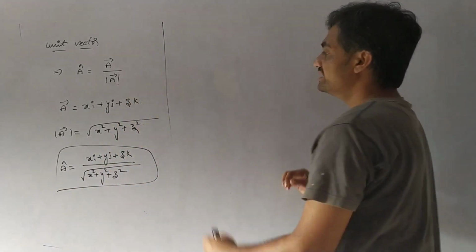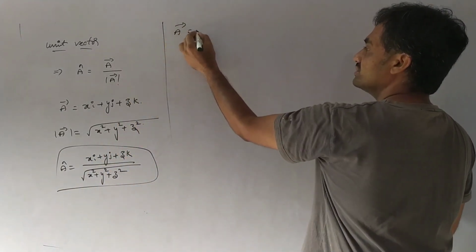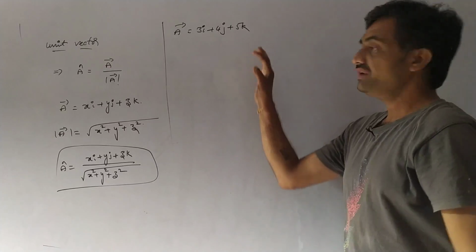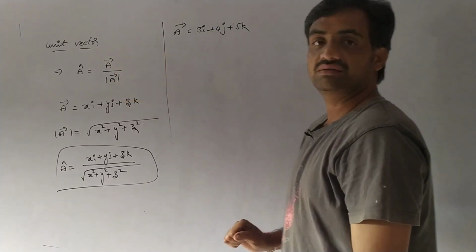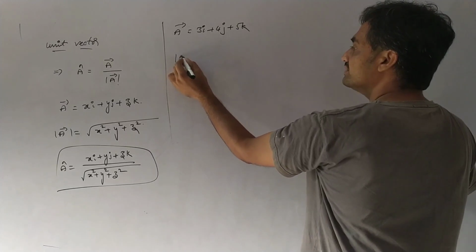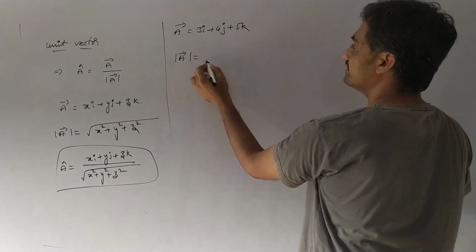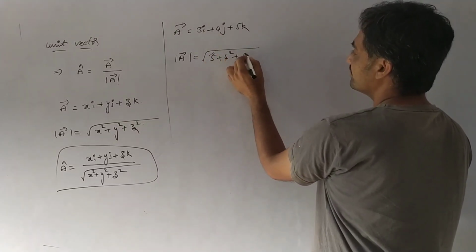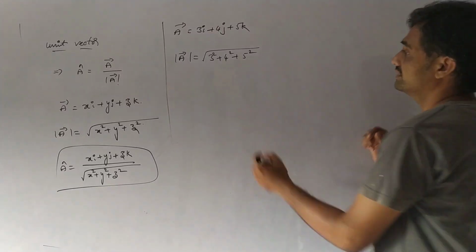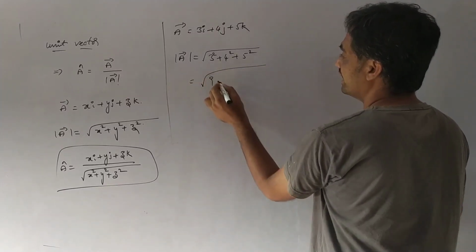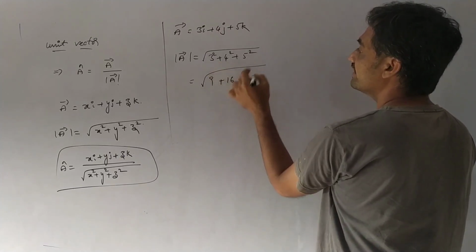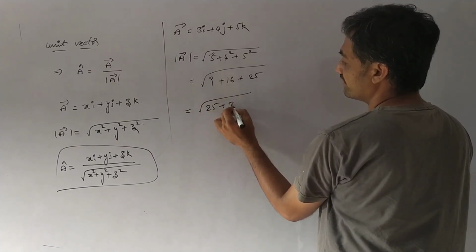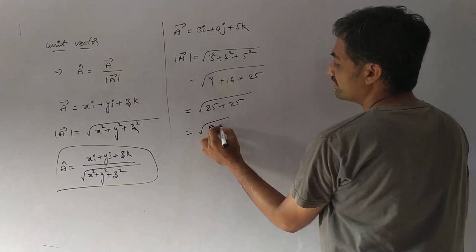Let us see a problem. Let us consider a vector a bar equals 3i plus 4j plus 5k. Now we have to find the unit vector for this vector. The modulus or magnitude of this vector is given as under root of 3 square plus 4 square plus 5 square. Here 3 square is 9, 4 square is 16, and 5 square is 25. 16 plus 9 is 25, 25 plus 25 is 50, so under root of 50.